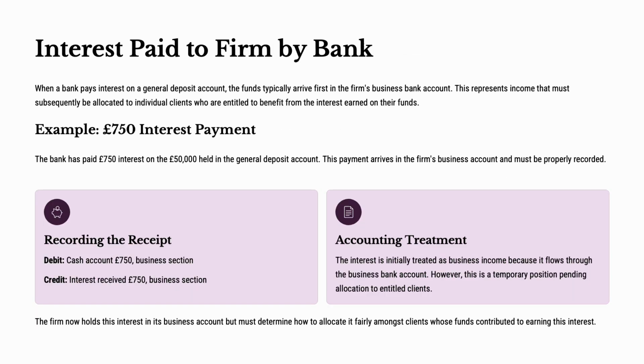So interest paid to firm by the bank. The bank pays £750 interest on the £50,000 deposit because the bank pays this directly to the business account. The entries are debit cash account £750 business section and credit interest received £750, once again business section. So both debit and credit balance each other. This shows that the firm has received the interest, but remember, it does not belong to the firm. It belongs to the client whose money generated it.